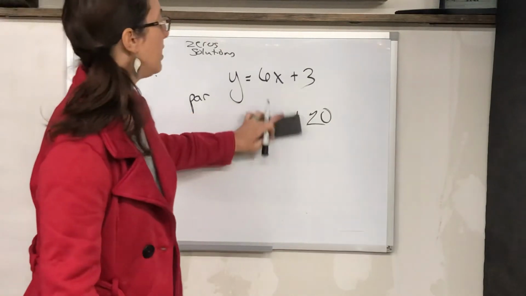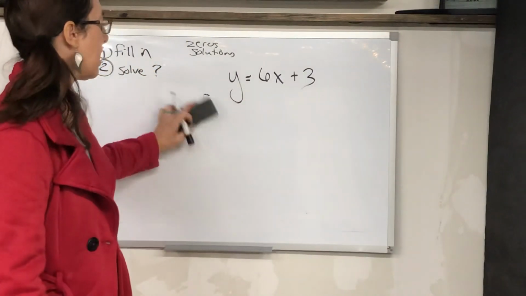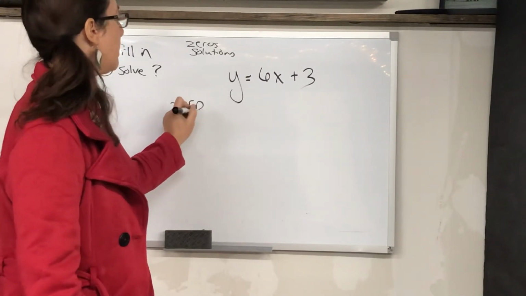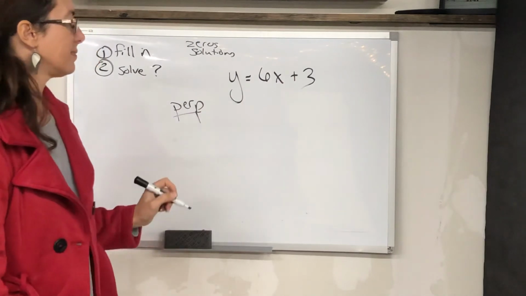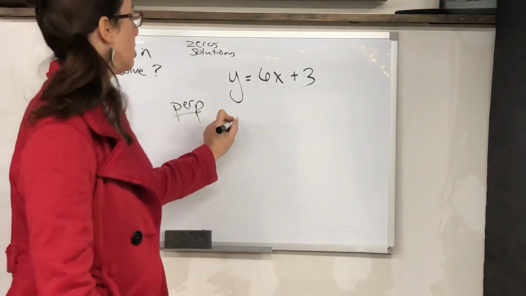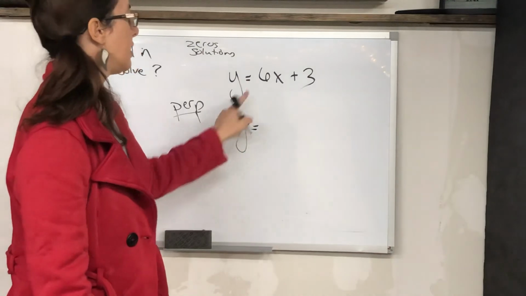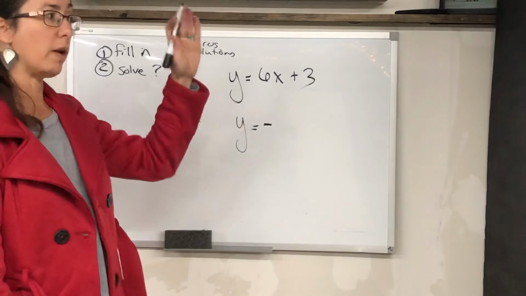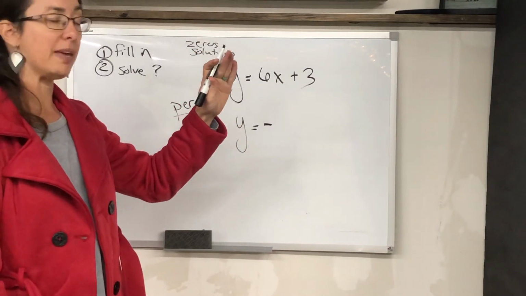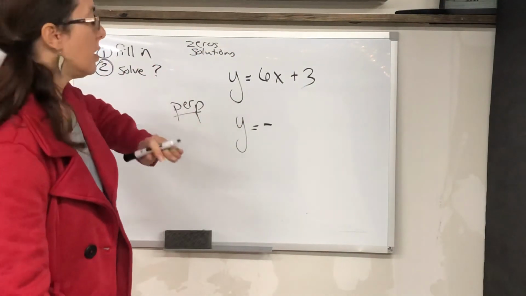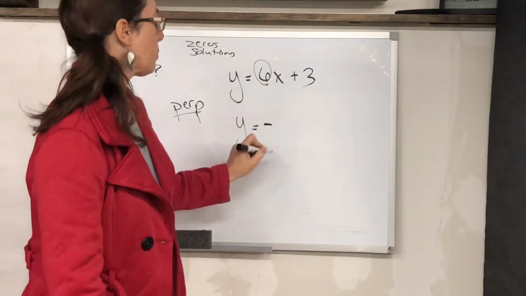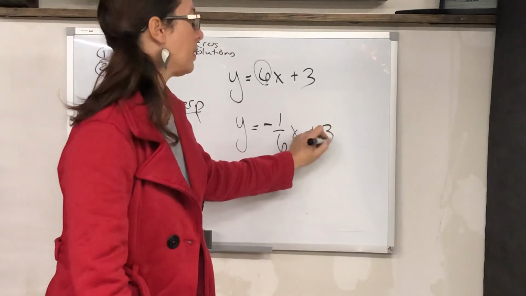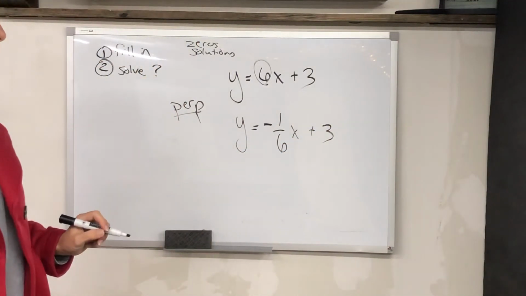Let's start with y equals 6x plus 3 and say, what is the equation of the line that is perpendicular to this line? So we're going to do y equals negative. We know it has to be negative because one of the lines is positive, you're climbing a hill, and the other line you're going down the hill. We're going to have the reciprocal here, 1/6 x plus 3.